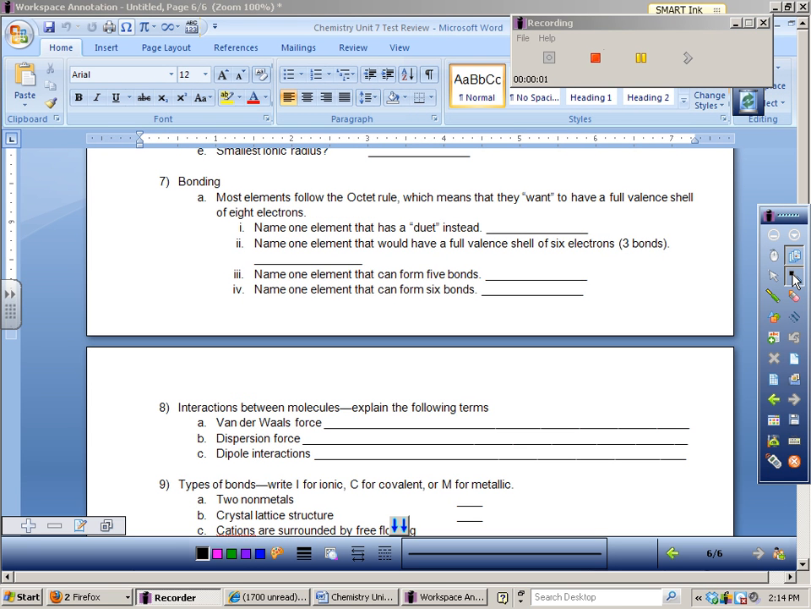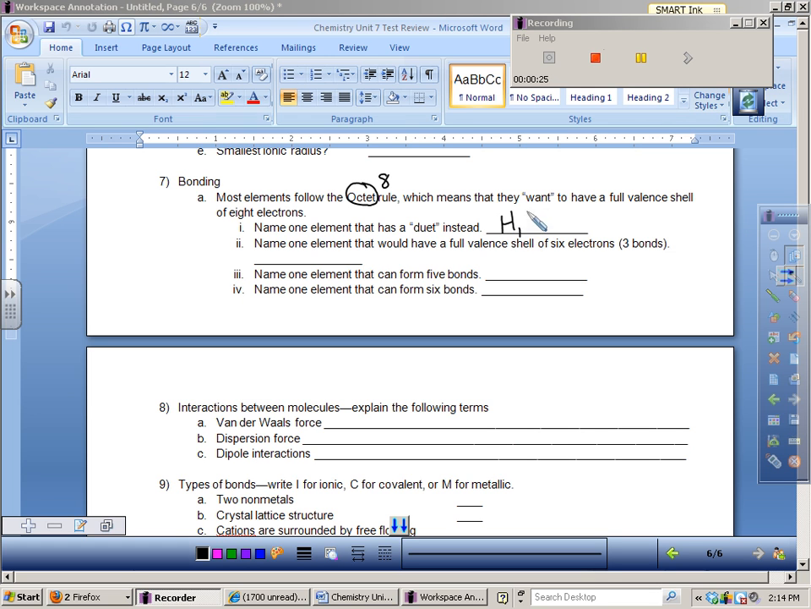Okay, we're back to look at part 2, focusing on sections 7 and 8 about bonding. Most elements are going to follow our octet rule. Octet, remember we said, meant 8, a full valence shell of electrons. Name one element that has a duet instead. That's going to be hydrogen. He'll want to only have 2.